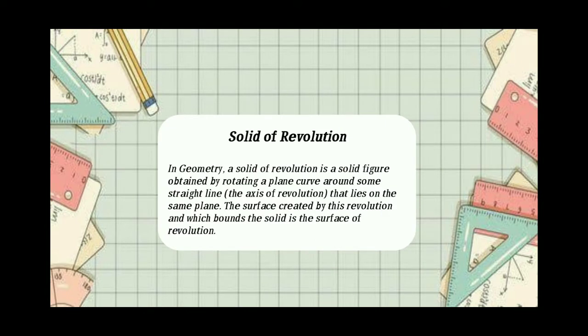In geometry, a solid of revolution is a solid figure obtained by rotating a plane curve around some straight line, which is the axis of revolution that lies on the same plane. The surface created by this revolution, which bounds the solid, is called the surface of revolution.